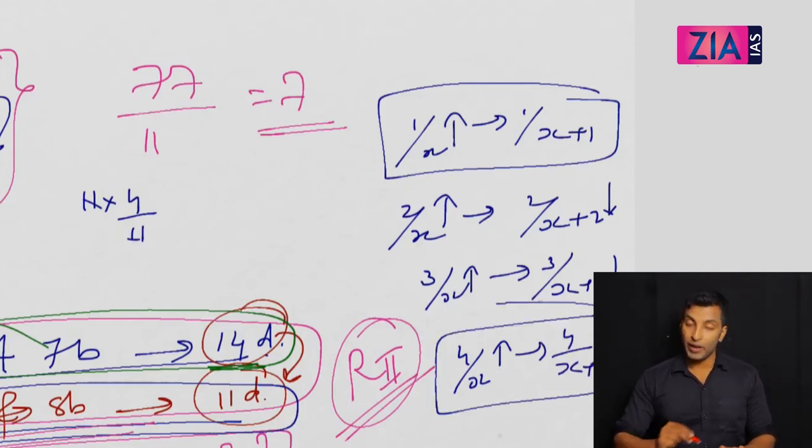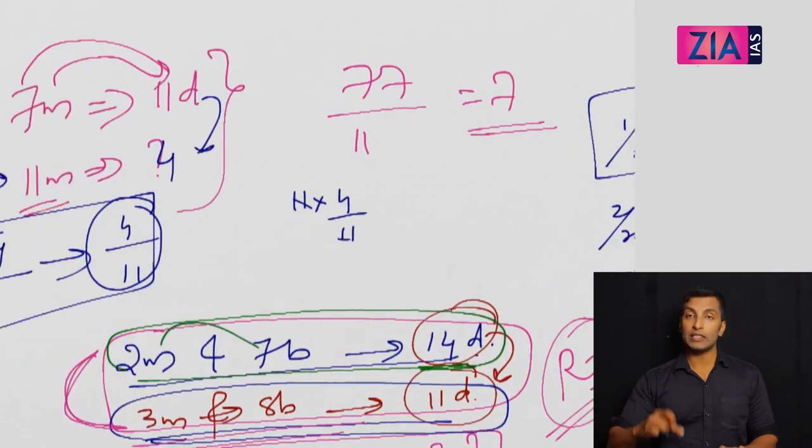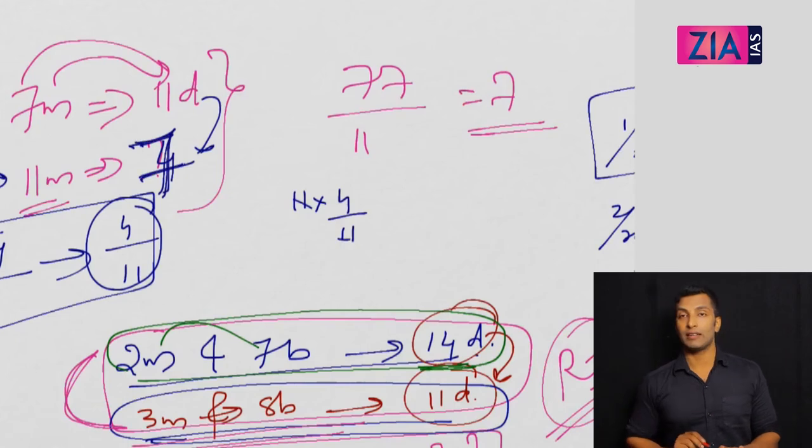Now here this is what happened. So 4 by x plus 4 means 4 by 7 plus 4, 4 by 11. Now 4 by 11 of 11 means 4. So subtract that. You get 7 here. So 7 is the answer.